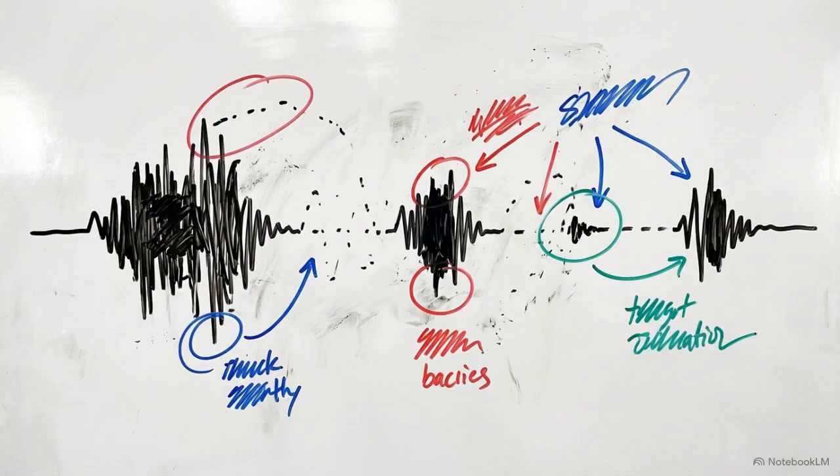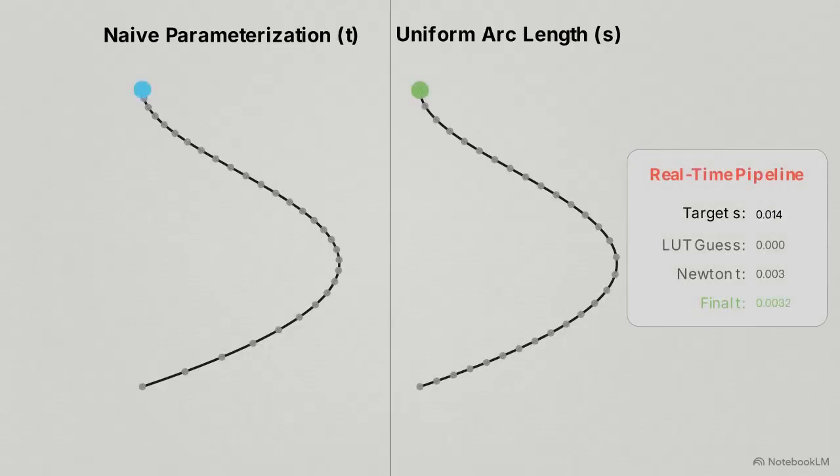Returning to the initial failure state, motion governed strictly by constant increments of t is erratic. This split screen compares both methodologies. Left, naive motion using t. Right, engineered motion using uniform distance, s. The pipeline fires every frame, transforming distance requests into verified parameters. Entering a hairpin, the left object violently accelerates, while the right maintains flawless, constant physical speed.